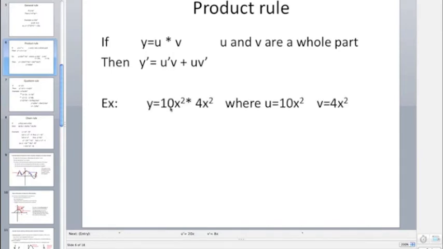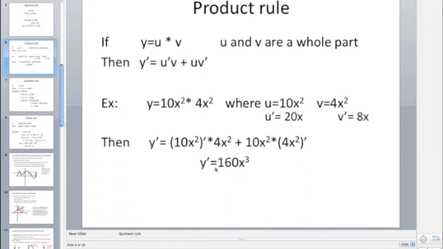Suppose we have an example y equals 10x squared times 4x squared, where we let u equals 10x squared and v equals 4x squared. In this case, you can find u dash and v dash. So finally, you just substitute u dash and v dash into the product rule, and then you can find the answer, which is 160x cubed. This is the product rule.